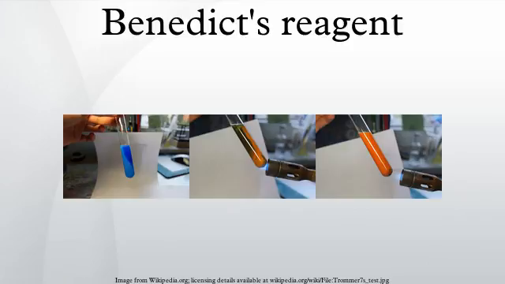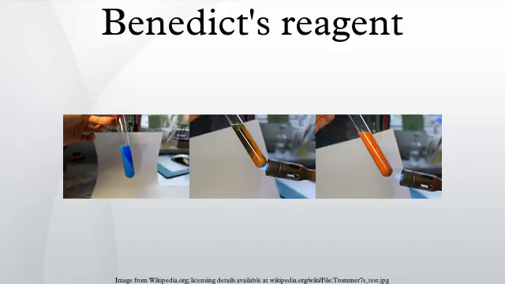Benedict's reagent is a chemical reagent named after an American chemist, Stanley Rossiter Benedict. It is commonly used to detect the presence of reducing sugars. However, other reducing substances also give a positive reaction. This includes all monosaccharides and many disaccharides, including lactose and maltose.